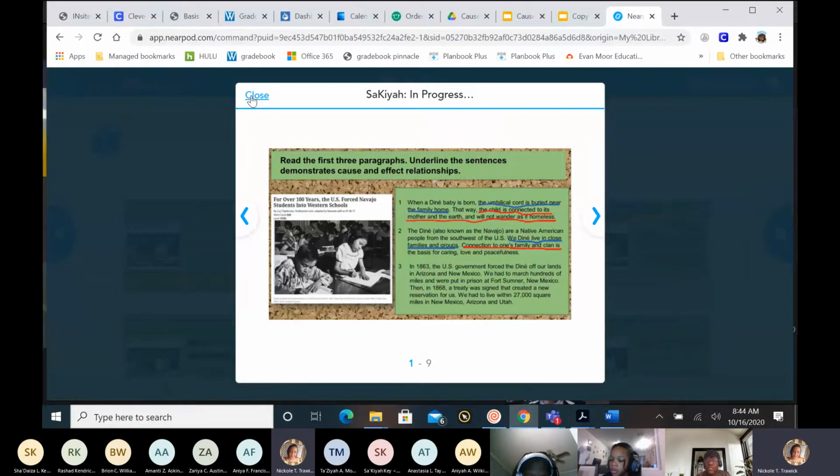Okay, I was looking at this paragraph and I was saying we Dene live in close family and groups, and connection to one's family and clan is the basis for caring, love, and peacefulness. Because they live in close families and groups, I would say the effect is that the connection to one's family and clan is the basis for caring, love, and peacefulness. Does anyone agree or disagree with my answer? I just want to see if everyone understands cause and effect.